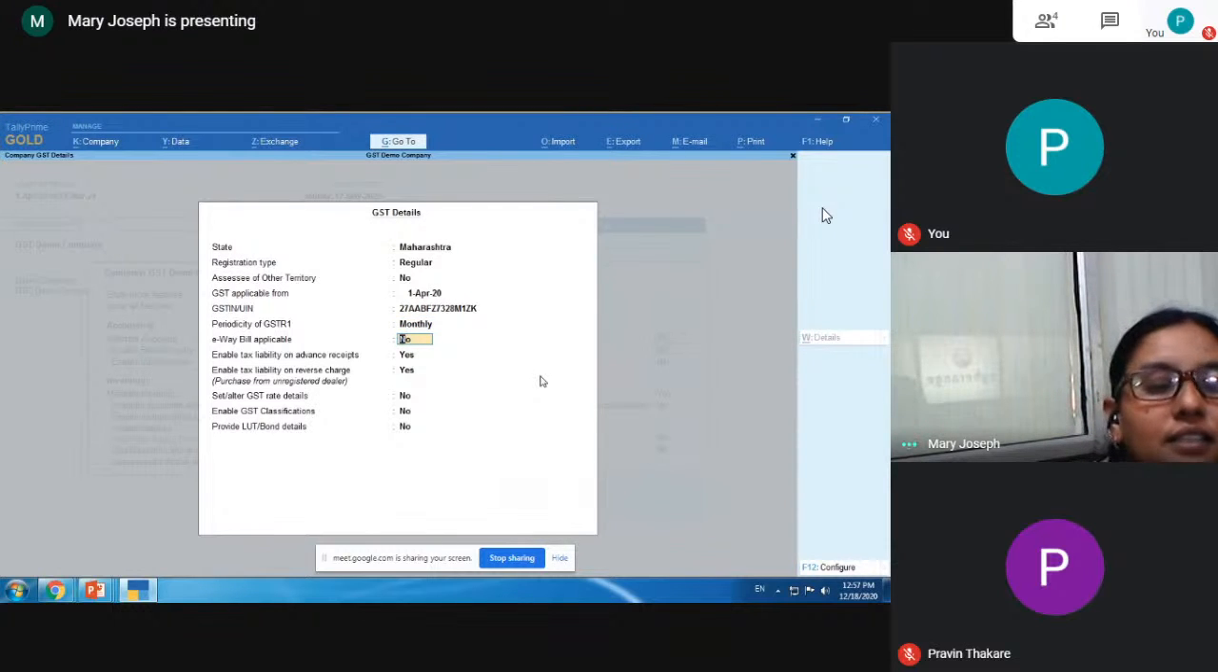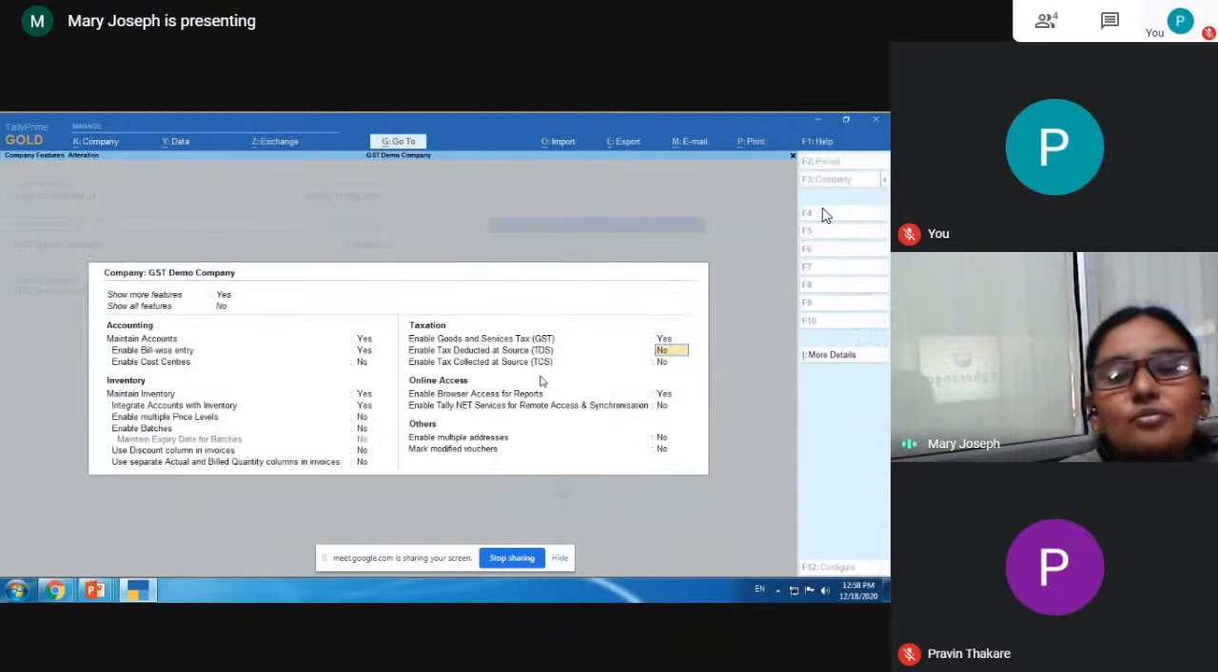An e-way bill is a document used for interstate supply of goods, but right now I am selecting no. Enable the tax liability on advance receipt, yes. Enable the tax liability on reverse charge, yes. Set or alter GST rate details should be no, and the remaining options should be no. Press enter to accept the GST details.